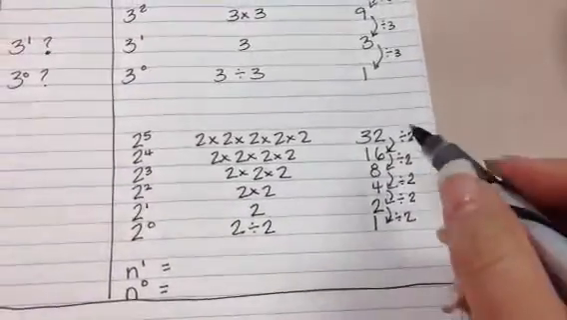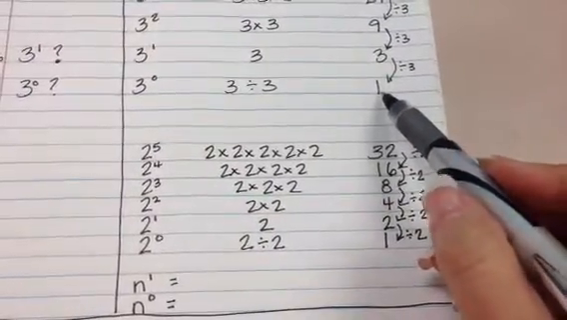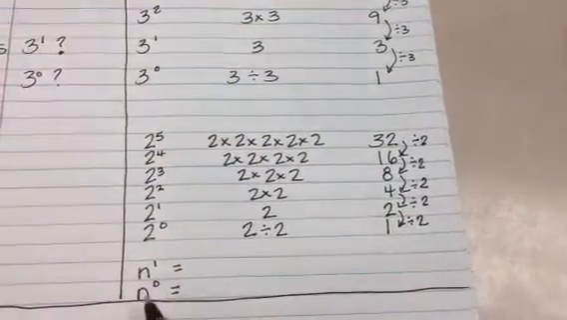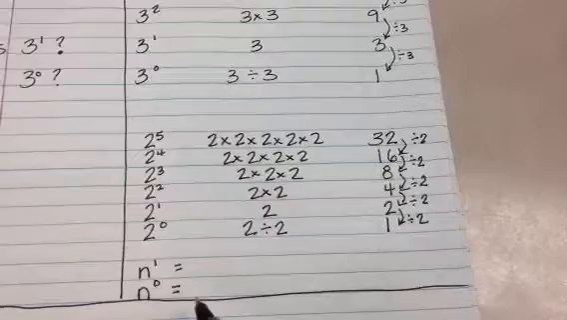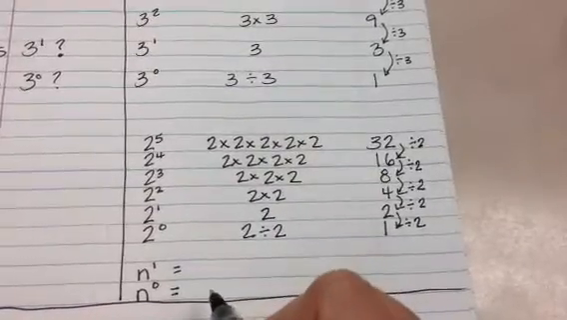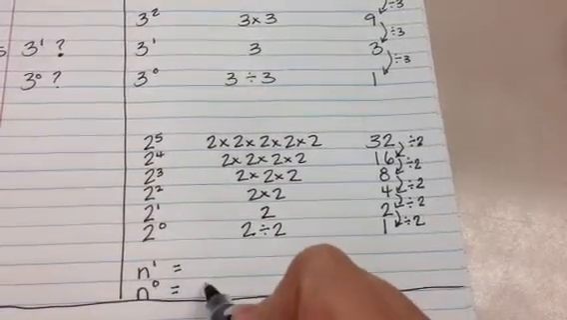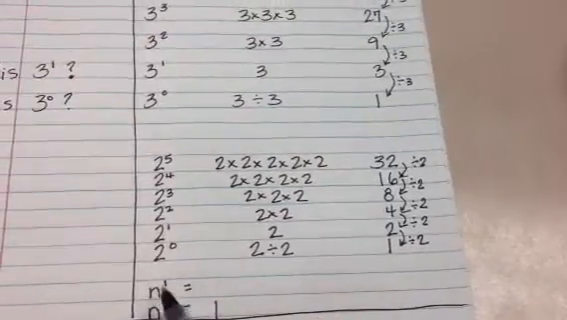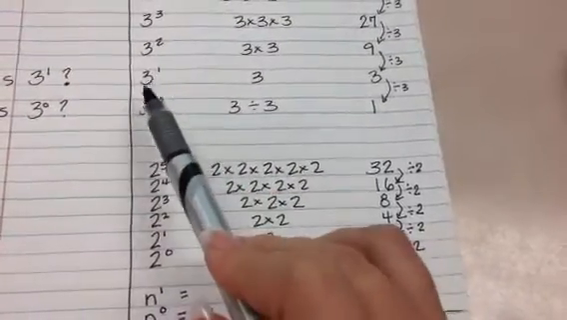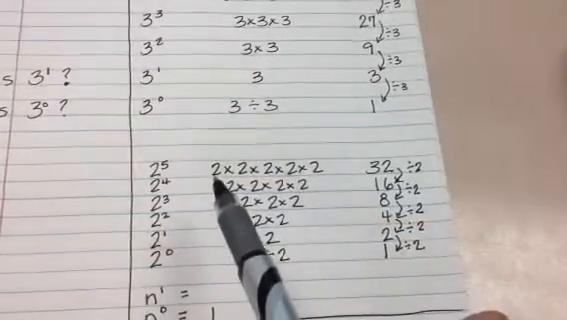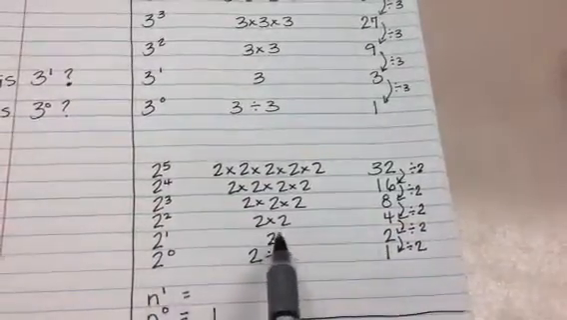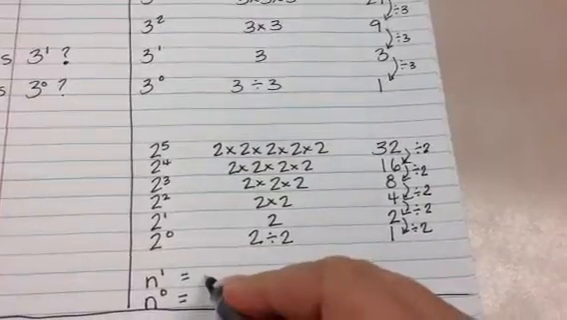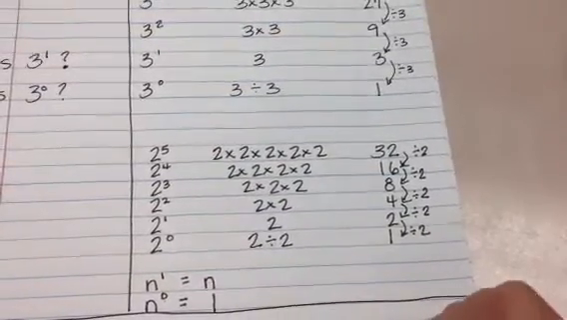Hold up, wait a minute. 3 to the 0 power was 1, and 2 to the 0 power is 1. So what does that mean for any number to the 0 power? Any number to the 0 power is, in fact, 1 all the time. But what about any number to the first power? 3 to the first power was 3. 2 to the first power was 2. So any number to the first power is that number.